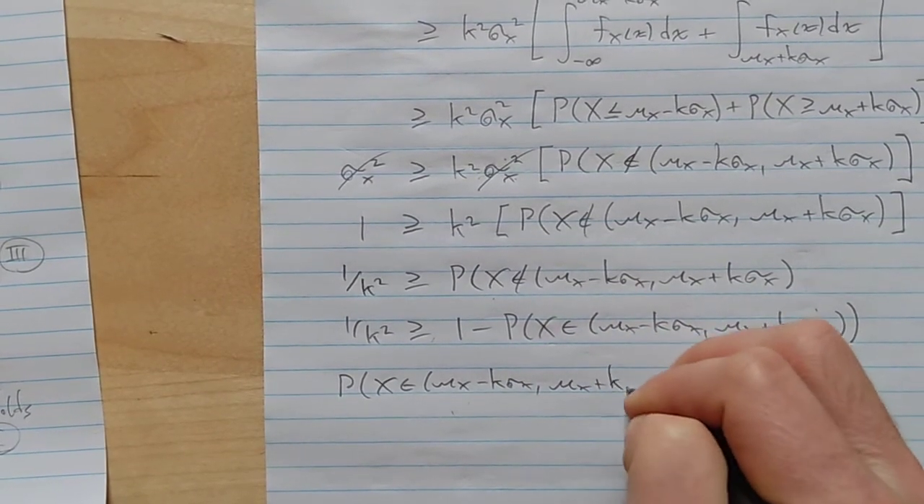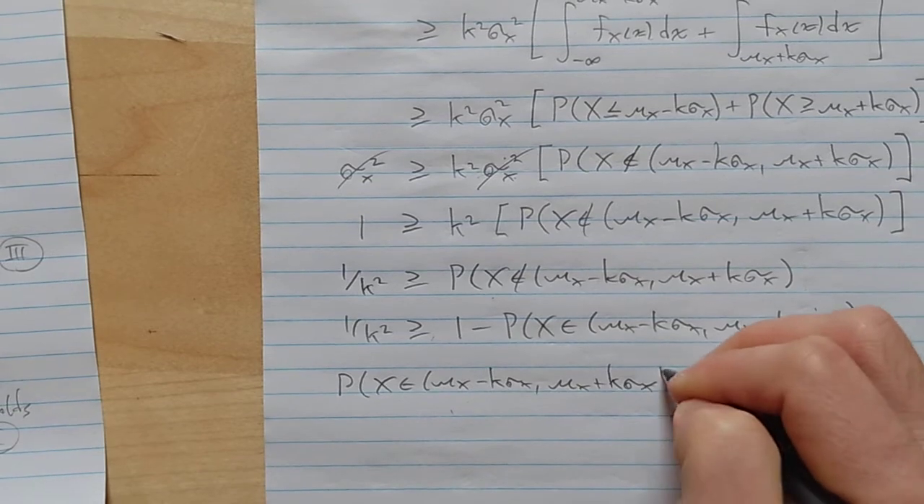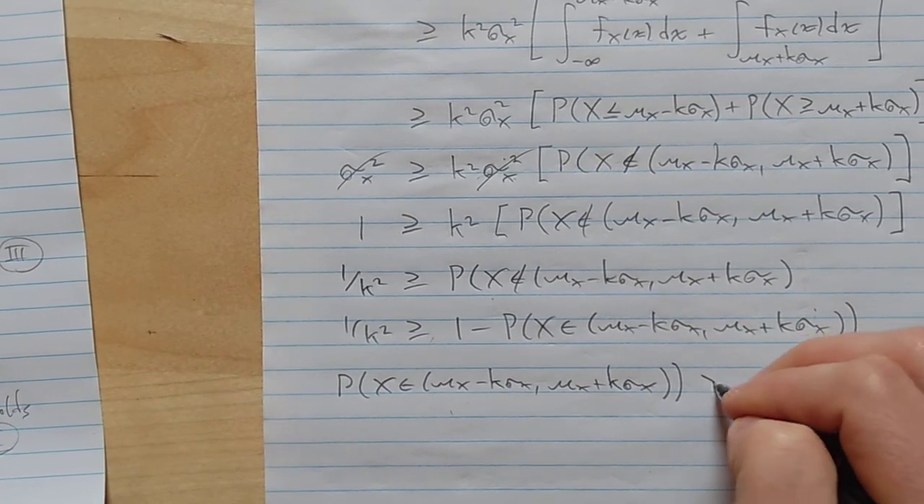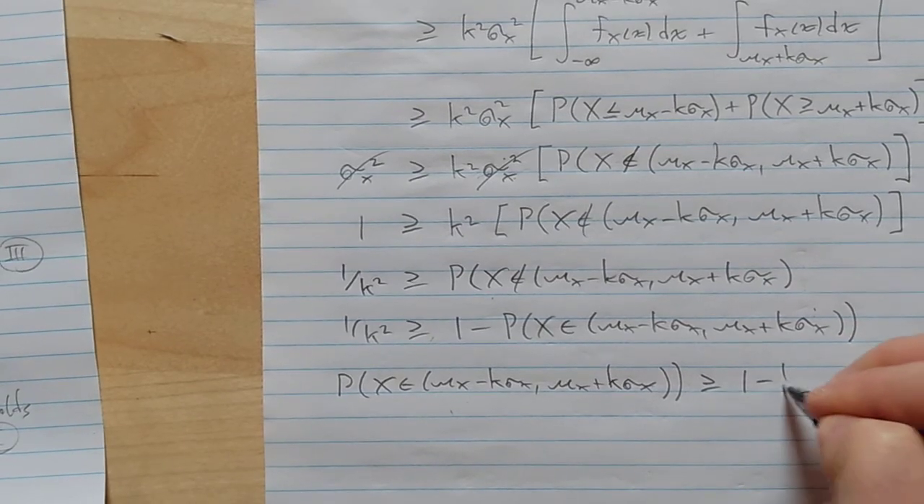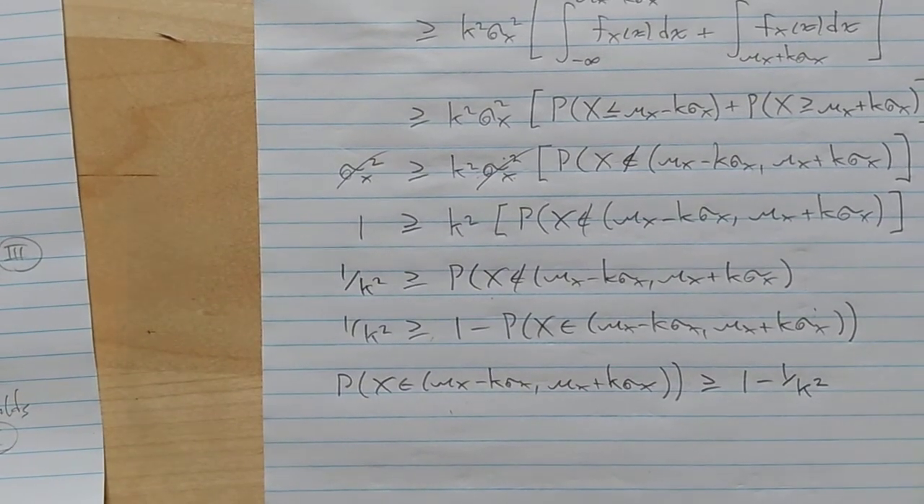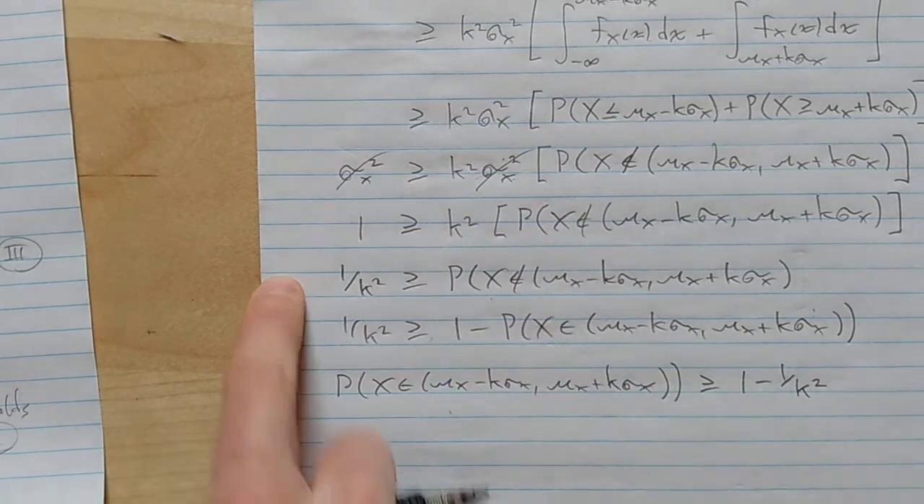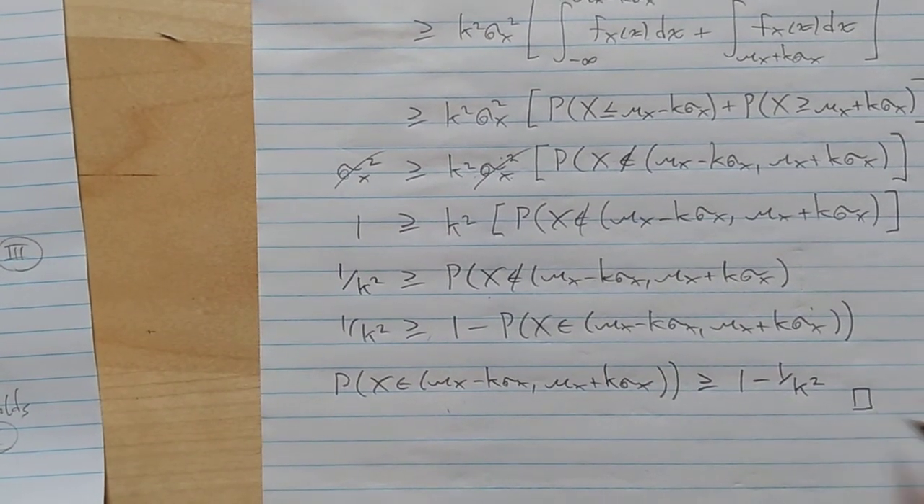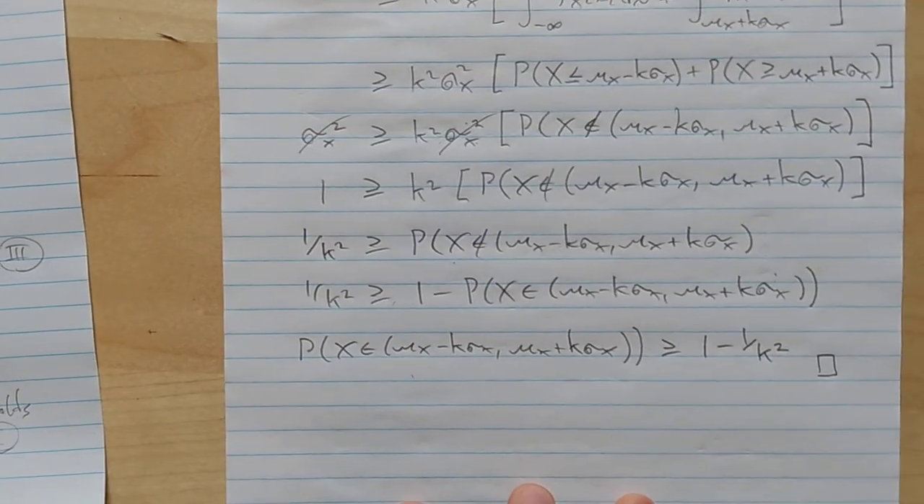X plus k sigma x is bigger than or equal to 1 minus 1 over k squared, right? You move this over there, you move that over there, and you'll end up with that. And that is Chebyshev's inequality. Done.